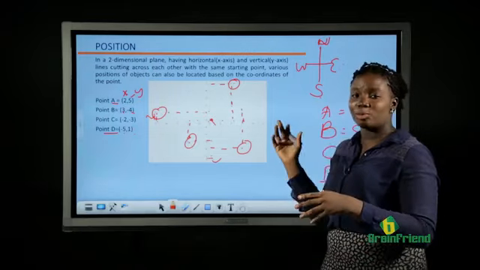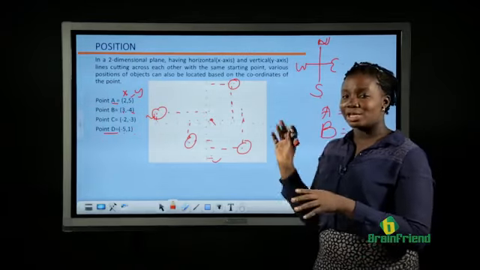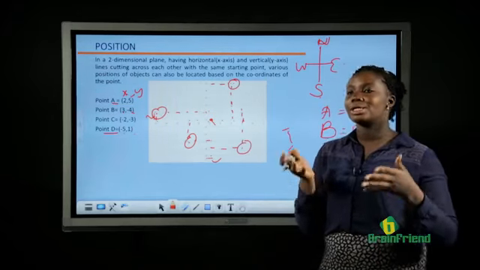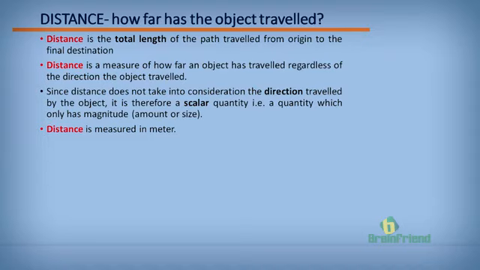If I were to be behind the board, you use the word behind to indicate direction, and that's negative, while front is positive. So on to the next one, we have distance.